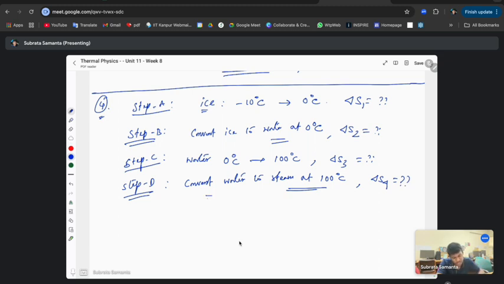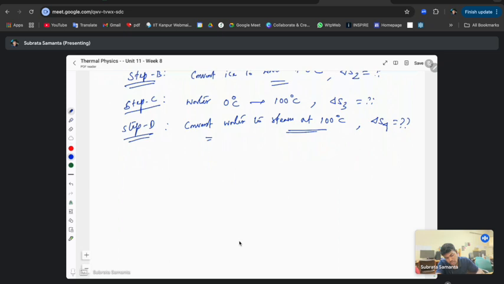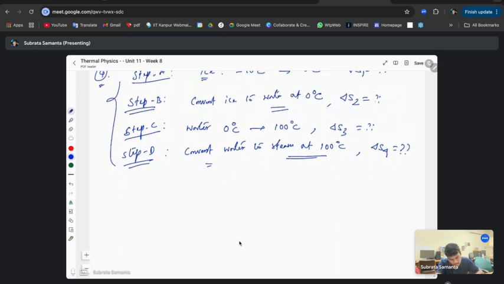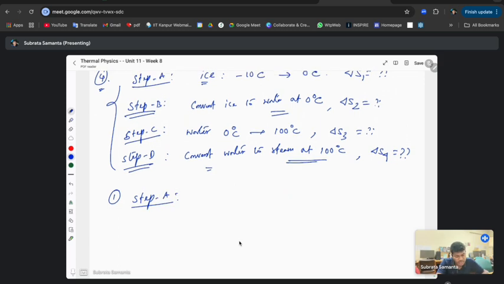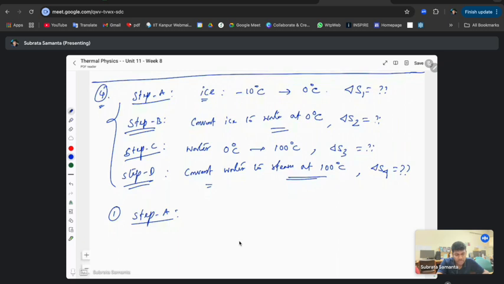So for the first step, step A, I'm going one by one. In case of step A, we calculate the change in entropy when the ice changes from minus 10 degree centigrade to 0 degree centigrade. So what is the formula for this? So delta S 1.